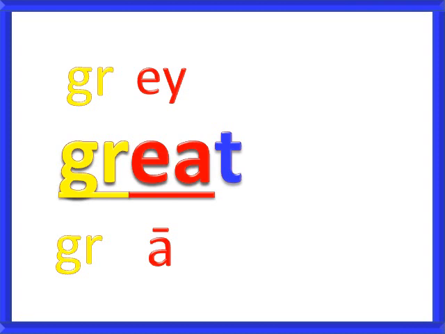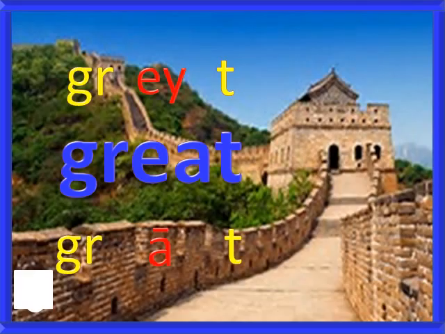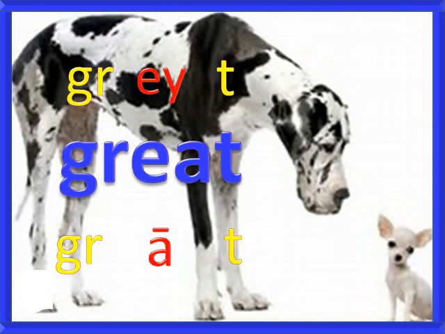Great. Okay, now, this is like the Great Wall of China. That's a great big wall in China. Okay? And this here is a Great Dane dog. A Great Dane is a big dog. See the little dog? See how big he is over the little dog? He's a Great Dane. A big dog.